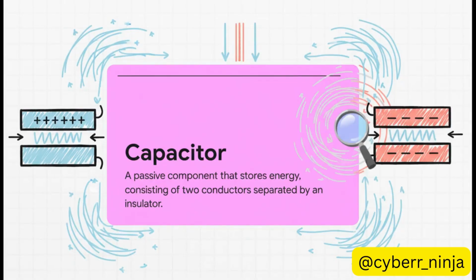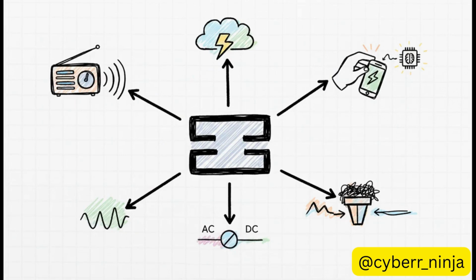At its heart, a capacitor is incredibly simple. It's just two conductive plates separated by an insulator. That's it. When you apply a voltage, positive charge builds up on one plate and negative charge builds up on the other. This separation creates an electric field between the plates, and that field is how the capacitor actually stores energy. And why is this so useful?